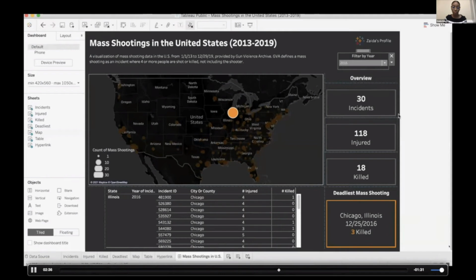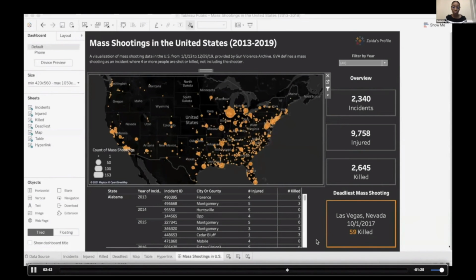So in 2016, the mass shootings doubled in Chicago, Illinois. I've reset my dashboard, and I thought since this is the Charlotte Tableau user group, it would be interesting to see the data on North Carolina. So I'm going to zoom in here on my map.